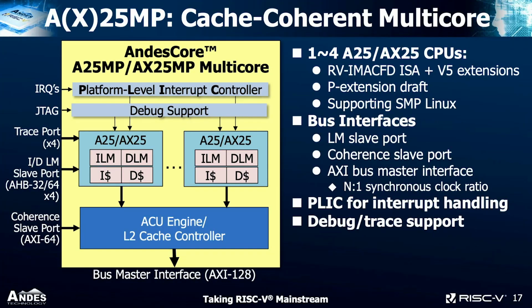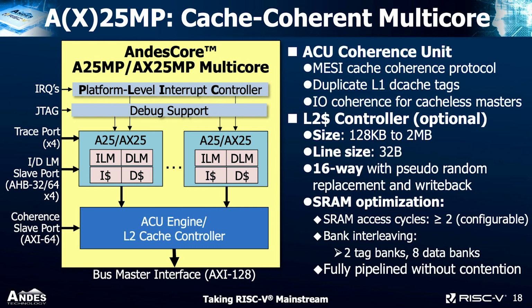And there's also a coherency slave port, which allows you to connect a bus master without caches, but you want to make it coherent. And also down at the bottom, you have the AXI bus master interface with a frequency range of different clock ratios. And then on top, you have a platform level interrupt controller for interrupt handling, and standard debug and trace support.